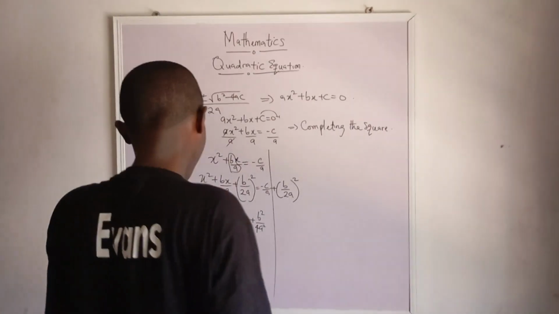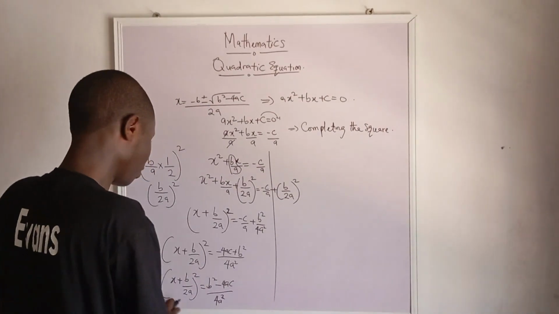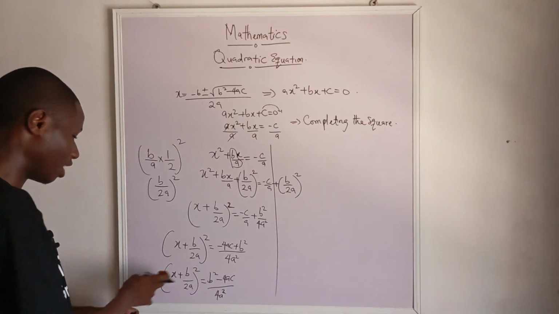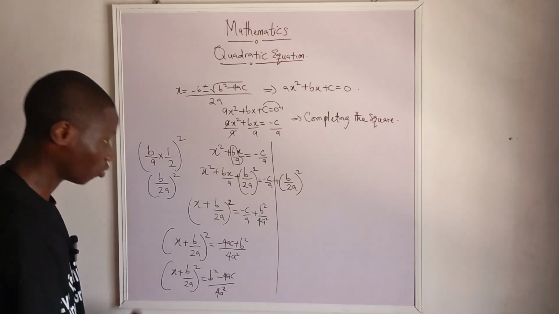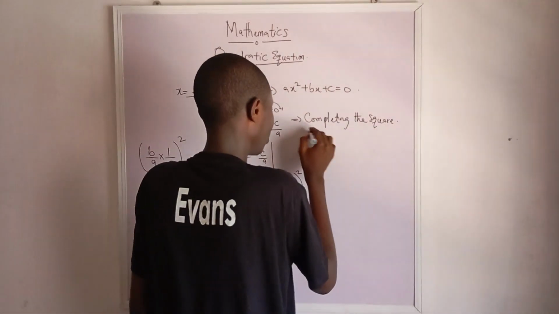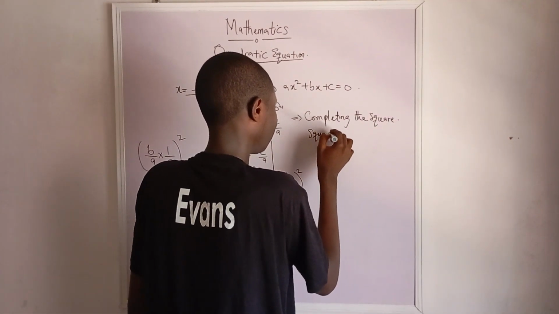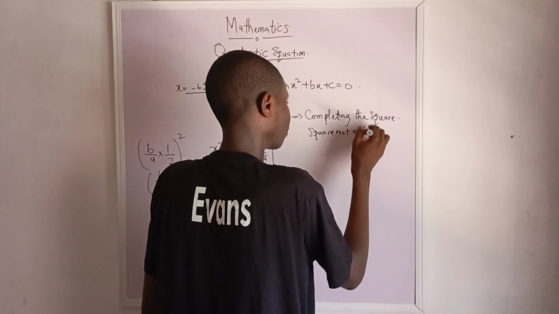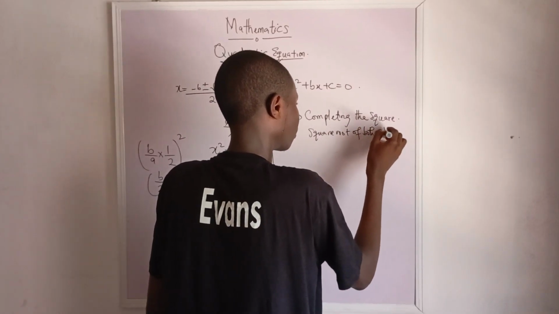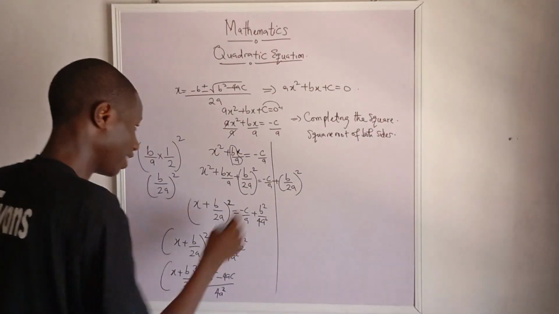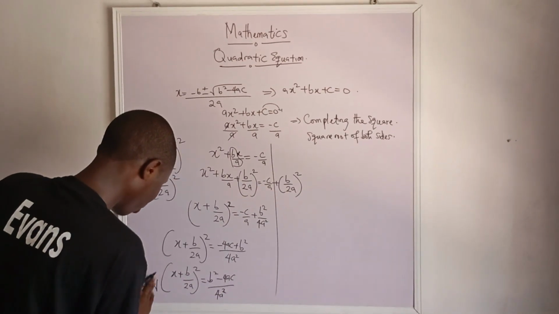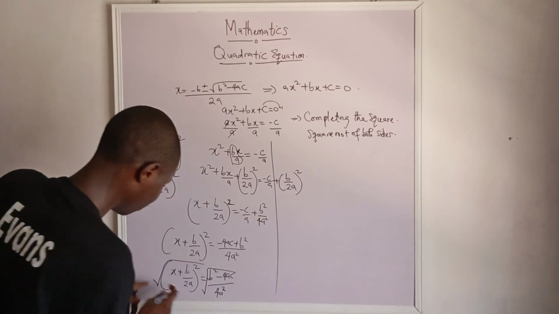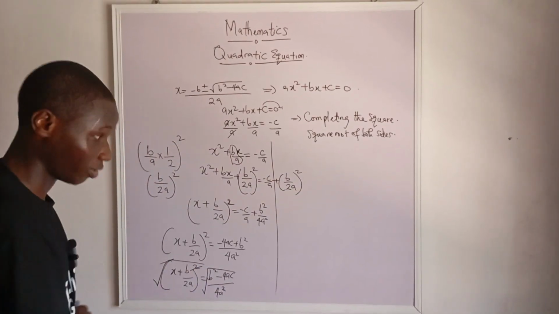So now the next thing we are going to be doing is, now you see the square here, we are going to take the square root of both sides. So when you do square root of both sides, what is going to happen? This square will cancel this square, right?